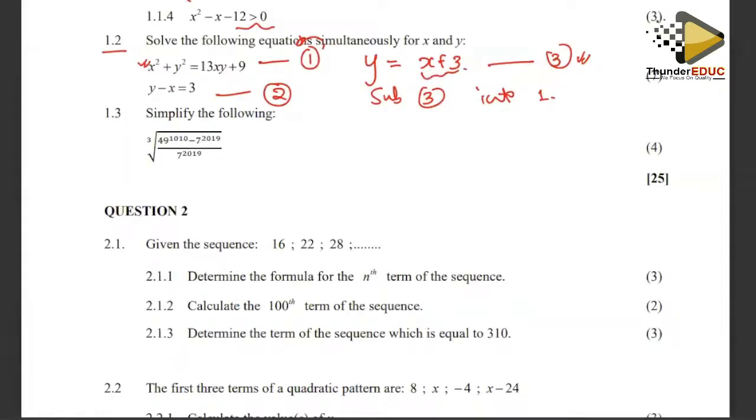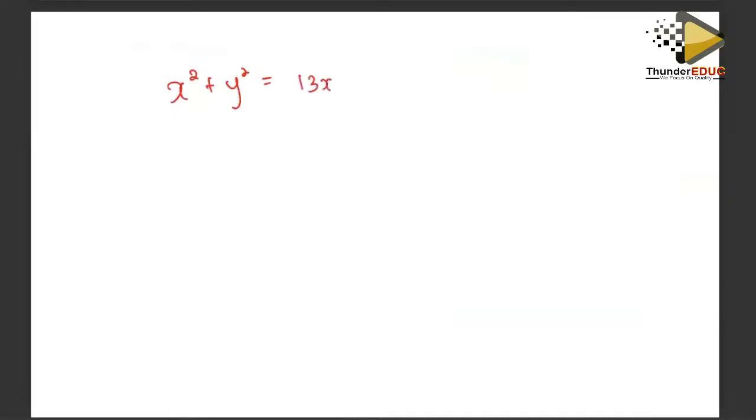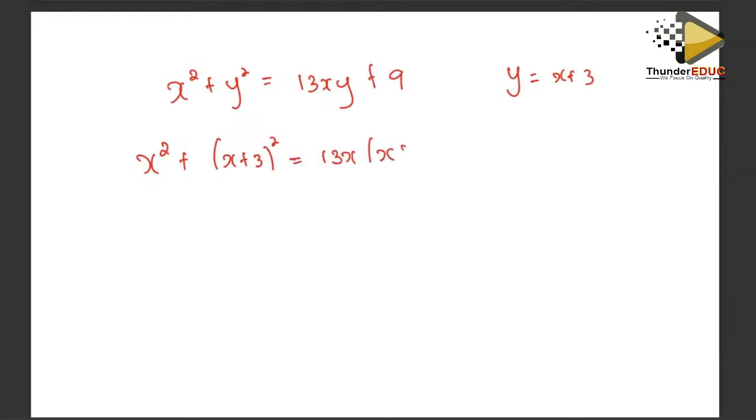So we have x squared plus y squared is equal to 13xy plus 9. And then we say that our y is x plus 3. Okay, so it's going to be x squared plus (x plus 3) squared is equal to 13x into (x plus 3), and then plus 9. You just need to be smart and systematic so that we avoid any errors, okay? Because one small mistake is going to affect everything up to the end.